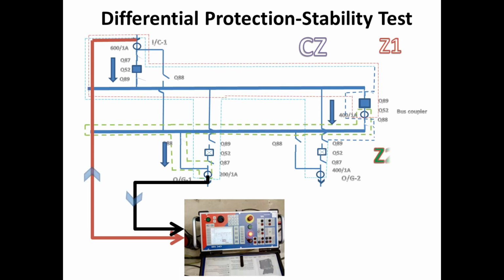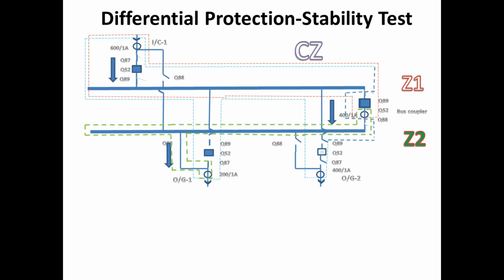But if you have a very high burden, then you can go for this method, that is by closing the bus coupler like the actual method. Now the 200 amps is going to be injected the same way for zone 1. Here according to this we have both zone 1 and zone 2. Now we check for zone 1.